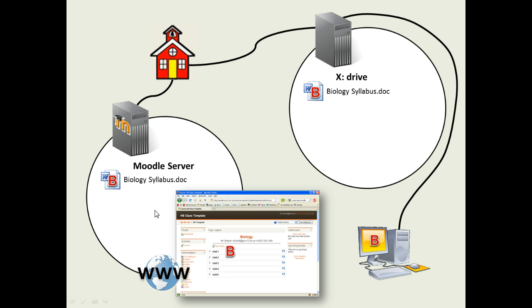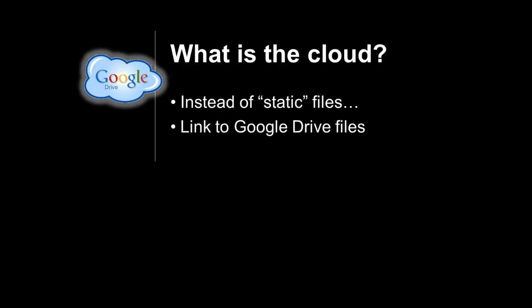Now that's a lot of steps, especially if you just want to make one little change on a document. So this is where we talk about the advantages of working in the cloud. What's different about working in the cloud is that instead of working with static files that don't change, we're linking to files in our Google Drive document that are live. In other words, as soon as we make a change on that Google Drive, that change happens everywhere else where that document is linked.